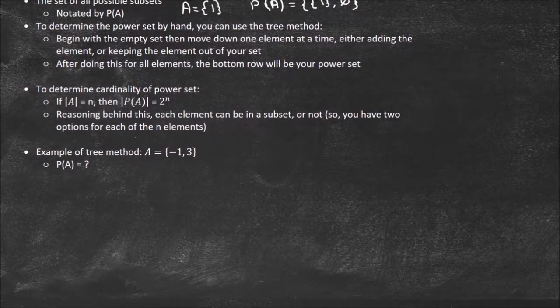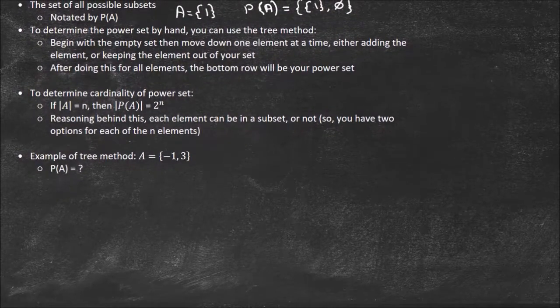Another important part of power sets is understanding the cardinality, and it's a really good way to check your work. If the cardinality of set A is n, then the cardinality of the power set is 2 to the power of n. So you do 2 raised to the power of the number of elements in your set.